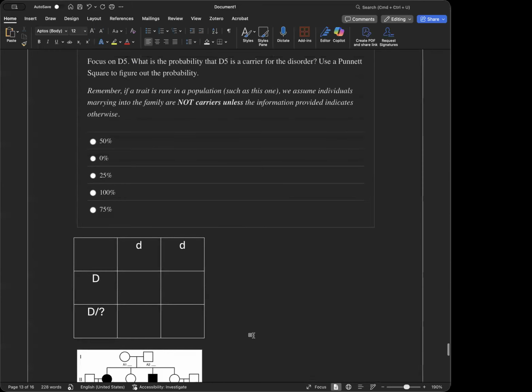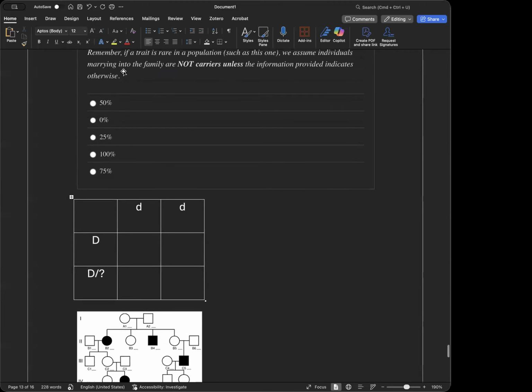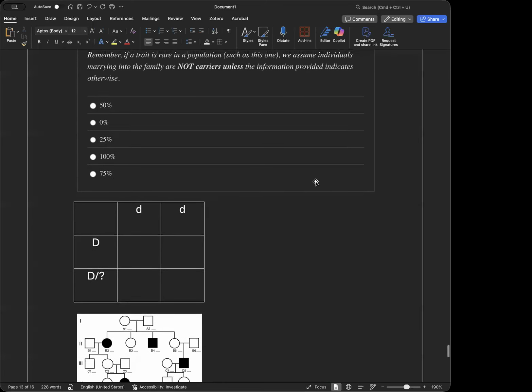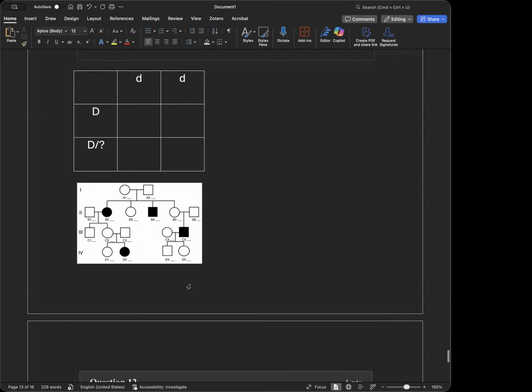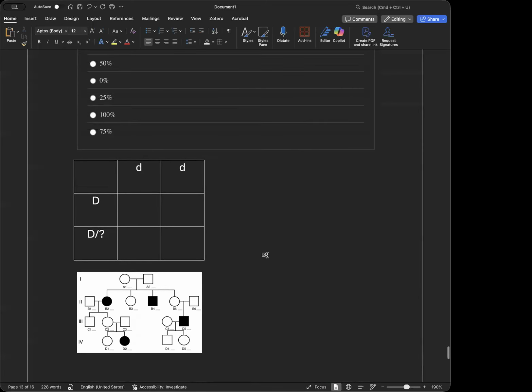So looking at D5, what's the probability that D5 is a carrier for the disorder? And then it says, remember, if a trait is rare in a population such as this one, we assume that anybody marrying into the family are not carriers unless the information provided indicates otherwise. So D5, what is the likelihood that D5 is a carrier?